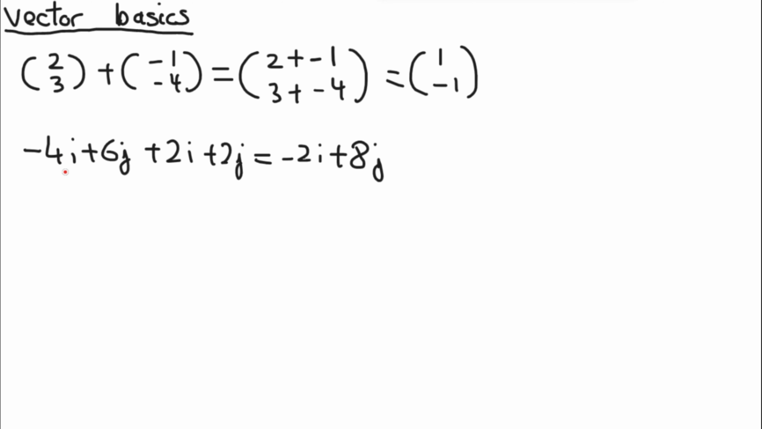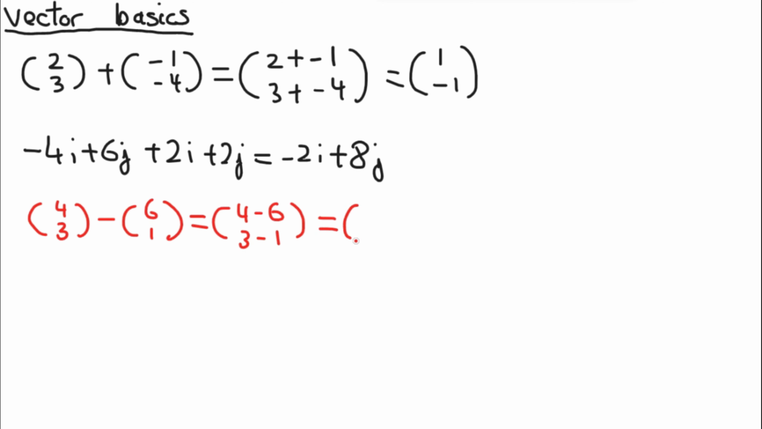Now, if we wanted to subtract two vectors, so let's say we were going to do (4, 3), and we were going to minus the vector (6, 1), then it's just the exact same thing. We just need to do it individually for the parts. So it's going to be equal to 4 minus 6 on the top, and then 3 minus 1 on the bottom. And then if you just do the maths, it will be minus 2 and then 2. So that's what this sum would equal.